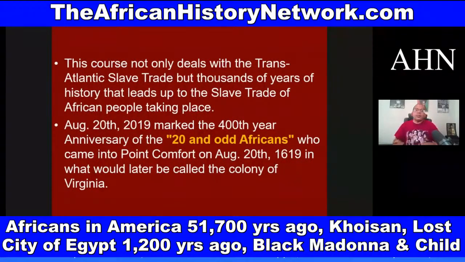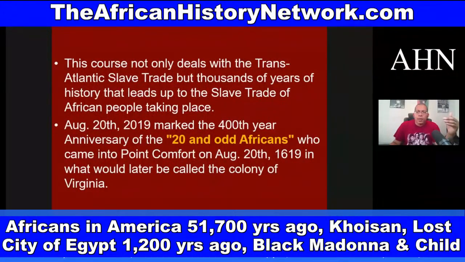August 20th, 2019 marked the 400th year anniversary of the 20 and odd Africans on that White Lion pirate ship, because it was a pirate ship, and we break all this history down in the course. The White Lion pirate ship comes into Point Comfort in Virginia on August 20th, 1619, and traded for food and water and supplies, things like this. At this point in time, codified slave laws don't exist in any of the 13 colonies, okay? It's really important to understand how all this evolves. This is why we take you through this history chronologically, okay?